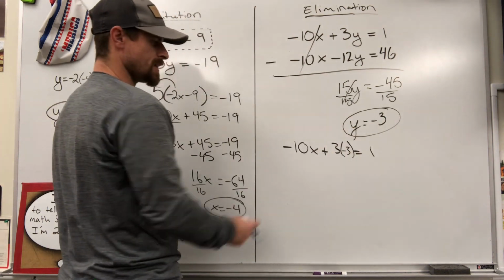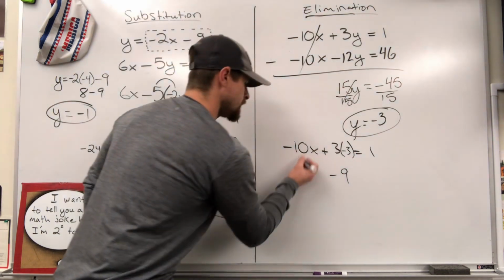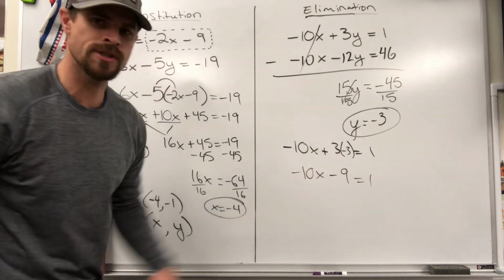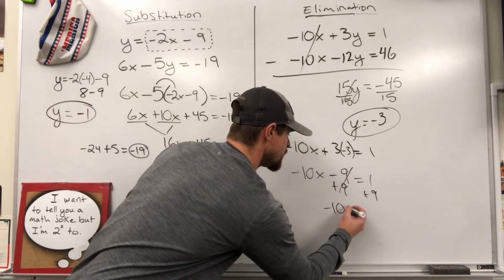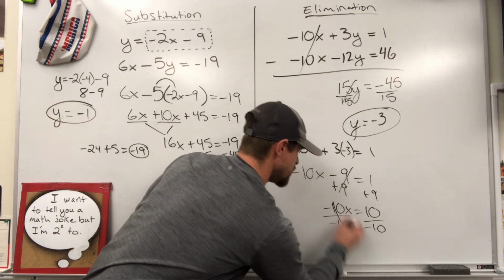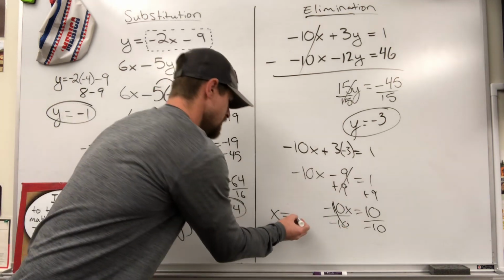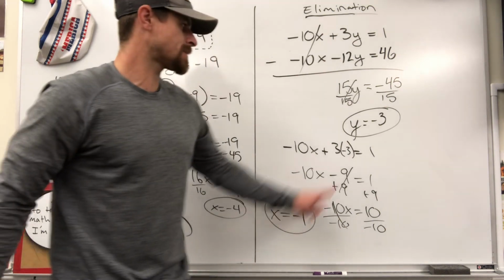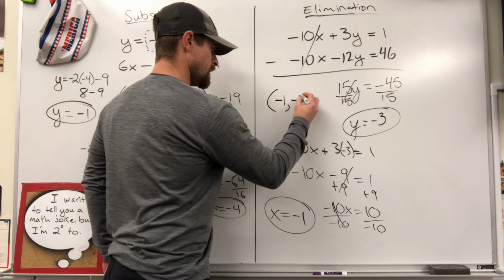Now I can solve because I only have one variable. 3 times negative 3 is negative 9. Negative 10x comes down. It's equal to 1. I'm in a two-step equation. We're going to add 9. Cancels, add 9. Negative 10x equals 10. Divide by negative 10. Divide by negative 10. X is equal to a positive divided by a negative, which is a negative, and 10 divided by 10 is 1. I've got my x, I got my y. I know my solution is now going to be -1, -3.